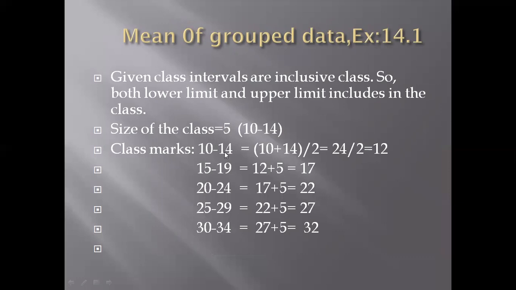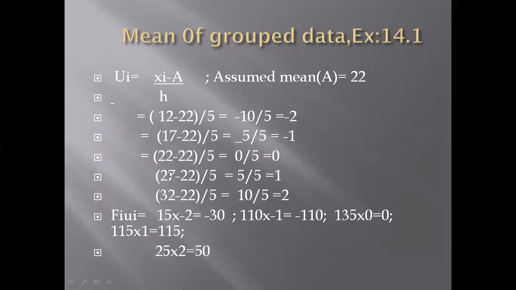The class mark of 10 to 14 is 10 plus 14 by 2, 24 by 2, that is equal to 12. Class mark of 15 to 19 is 15 plus 19 by 2, or directly you can add 5 to the preceding class mark. I already said because size of the class is 5, so 12 plus 5, 17. Similarly, 17 plus 5, 22, 22 plus 5, 27, 27 plus 5, 32. Now, how to find ui? I already said the formula is xi minus a by h, and the assumed mean is 22. So, let us see here how to find the ui values.